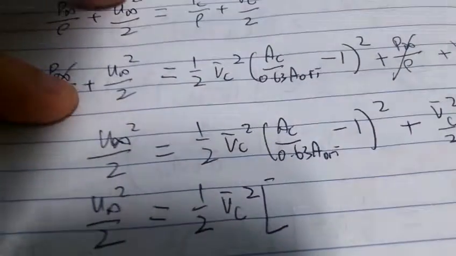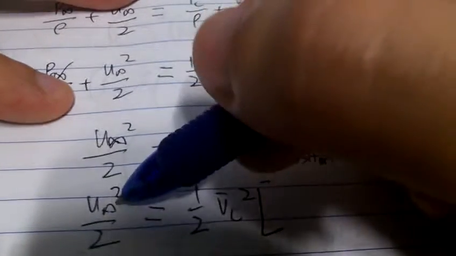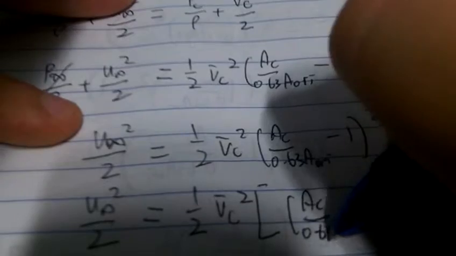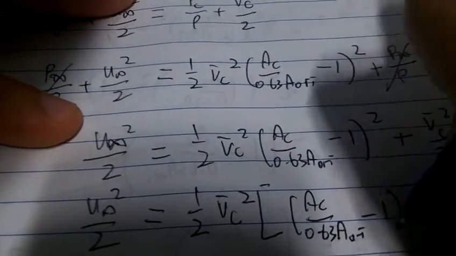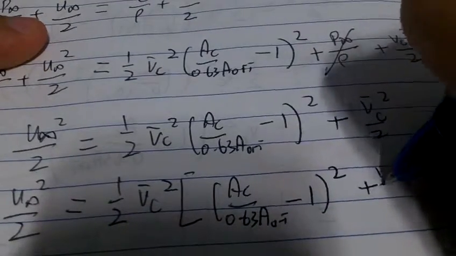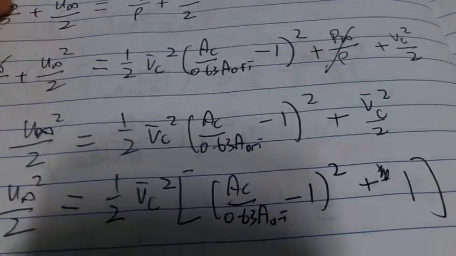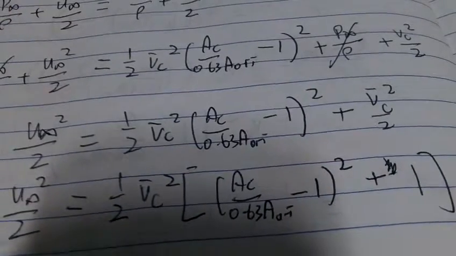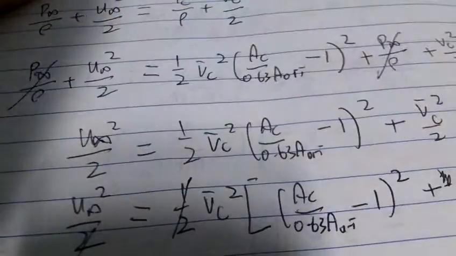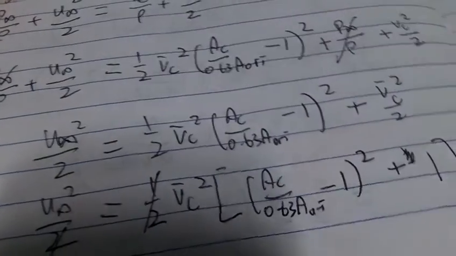So this is just U infinity squared over 2, the free stream velocity squared over 2, equals half times Vc squared, AC over 0.63 Orifice minus 1 squared. And that plus half. Oh, the half isn't there. It's just plus 1. And that is our expression for Vc. Now we want an expression for Vc. We just cancel these terms out and we square root both sides.